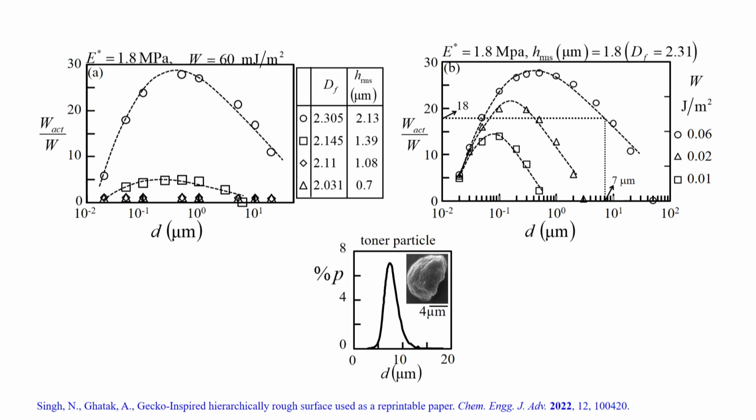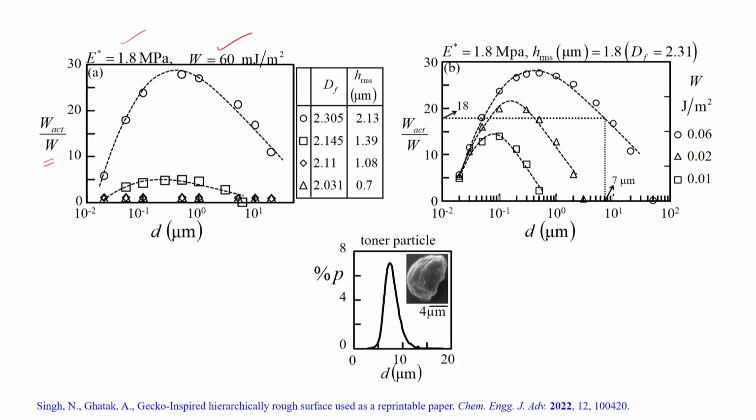Suppose we keep this work of adhesion W constant and the Young's modulus of the surface constant, and now we bring this particle in contact. What happens is that for particles on surfaces of different fractal dimensions, the actual work of adhesion, relative to W, will vary something like this.